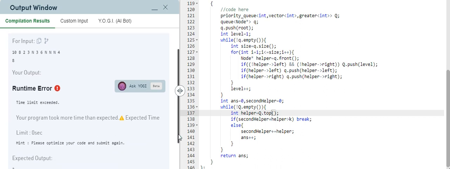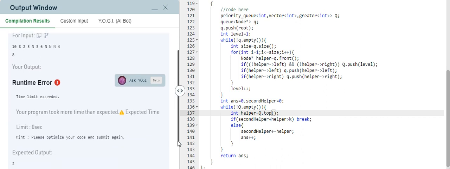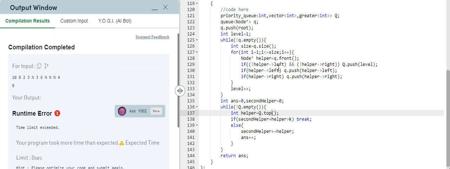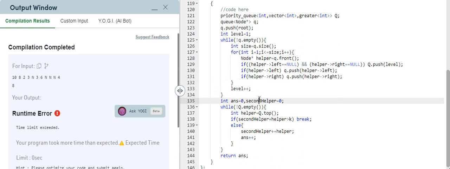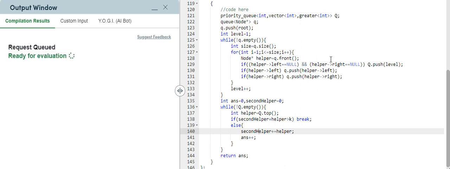Okay, it gives us time limit exceeded. TLE, please optimize your code. So our code is clear, but we have to optimize it. For optimizing, here we write equal to null, and here equal to null. Push here, then level plus plus, answer, second answer, while q not empty, helper is equal to q dot top. If second helper is correct, then compile this code.